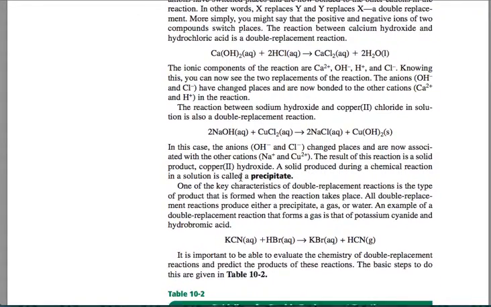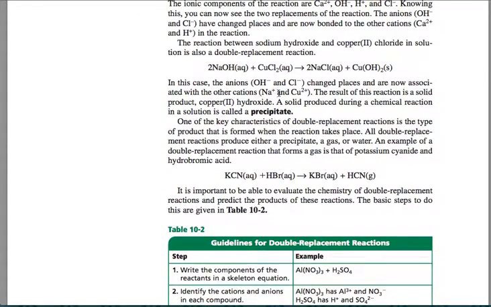In this case, the anions, OH and Cl, change places and are now associated with the other cations, sodium and copper. The result of this reaction is a solid product, copper 2 hydroxide, okay? A solid produced during a chemical reaction in solution is called a precipitate. Notice we have an aqueous solution and an aqueous solution that yield an aqueous solution and a solid. This solid is called a precipitate, okay? Precipitate, something that comes out.